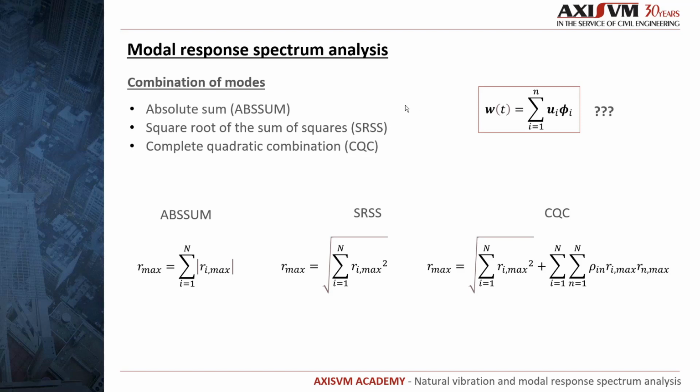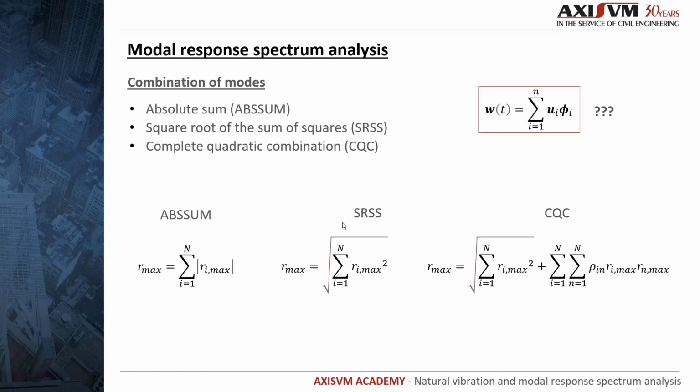The three most commonly used methods are the absolute sum, the square root of the sum of squares, and the complete quadratic combination. With the ABSSUM method, we are summing up the absolute values of the peak responses of all considered modes. It assumes that all peak values occur at the same time, so it is an upper bound estimate and often very conservative.